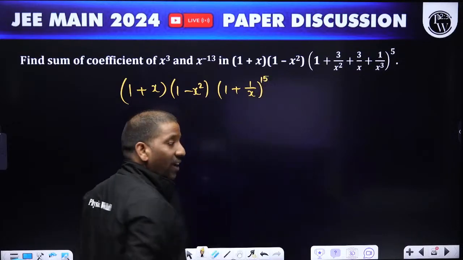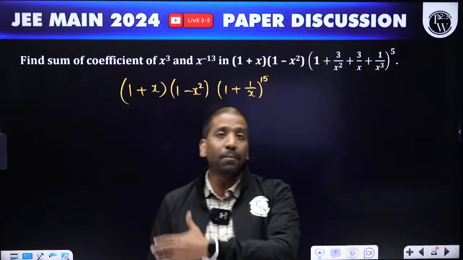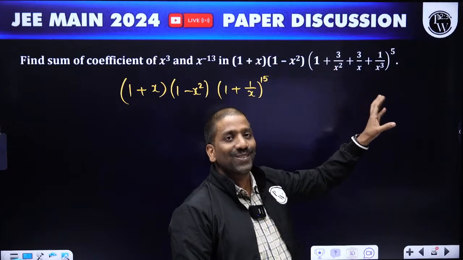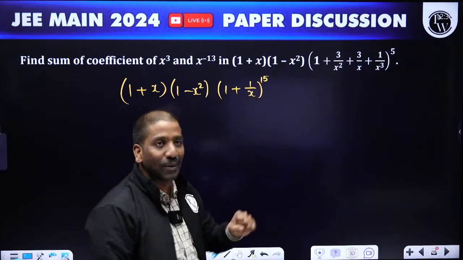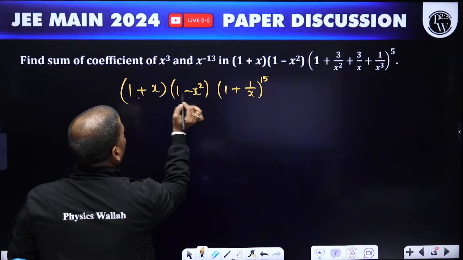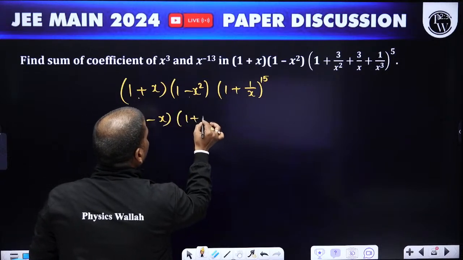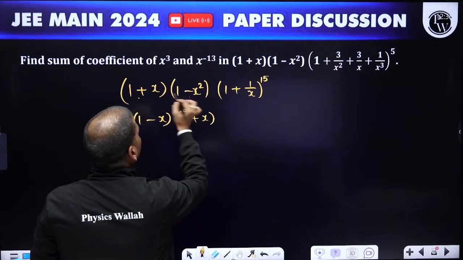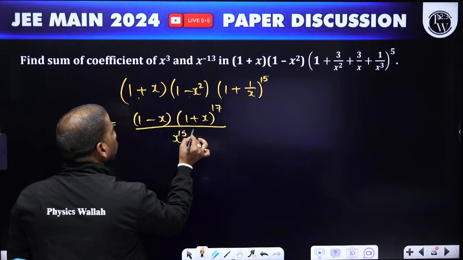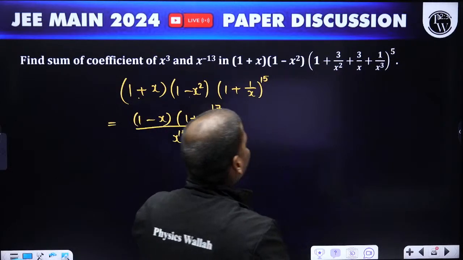Have you noticed here? Always we remember (a + b)³ = a³ + 3a²b + 3ab² + b³, so a similar pattern is there. So we can write it as (1 + 1/x)^15. When we simplify this, 1 + x, here also 1 + x, what I could write: (1 − x) times (1 + x) to the power, here 2 more, so 17, divided by x^15. So this is the given expression, right?